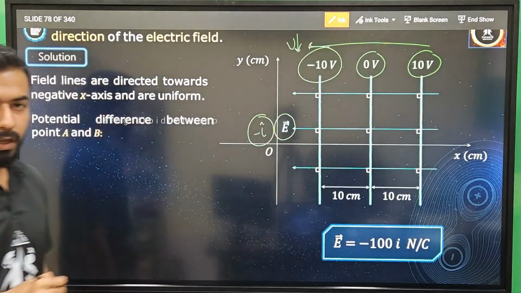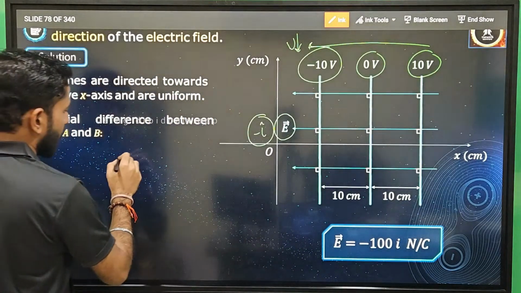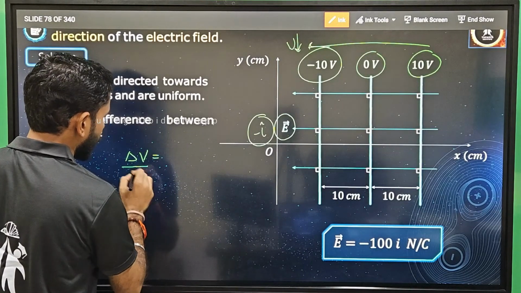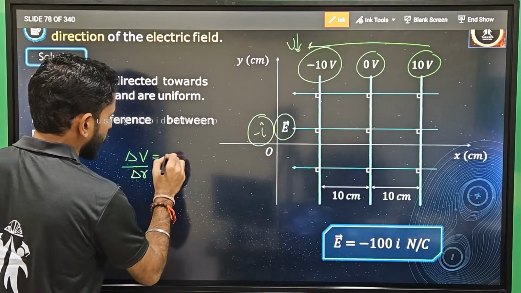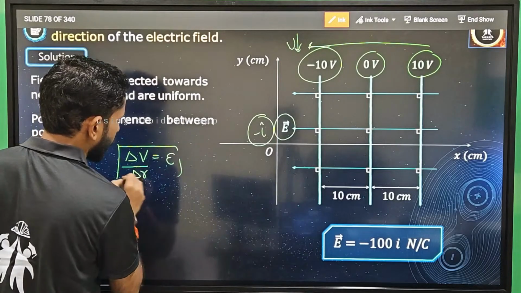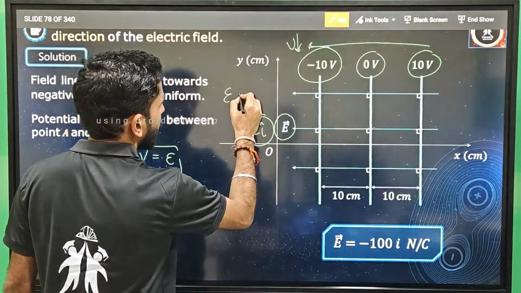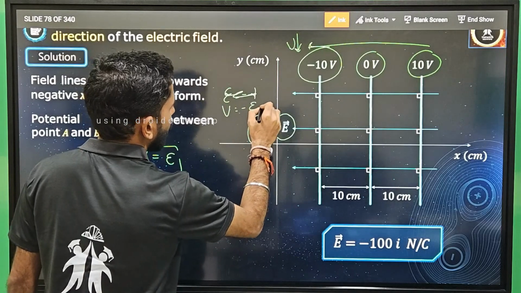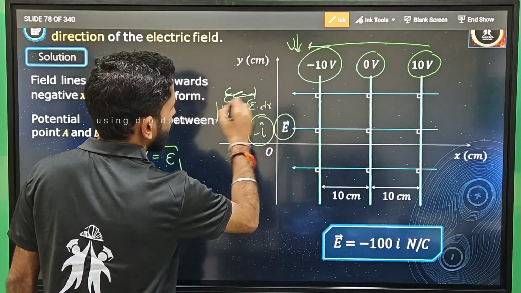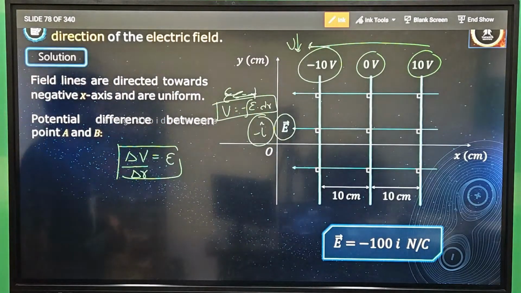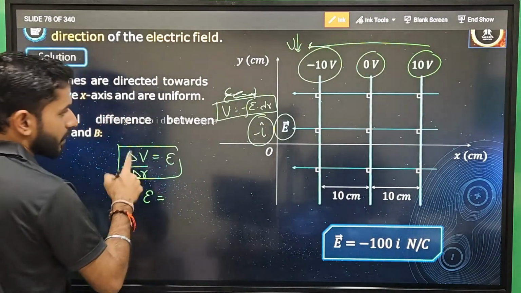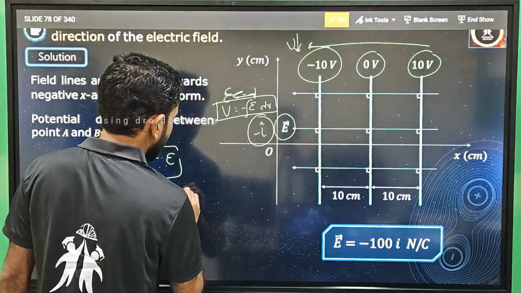Correct? Now second thing, how can I find the magnitude? Magnitude for electric field is delta V by delta r, because we know the relation that E is equal to minus dV by dr, that is V equals minus integral of E dot dr. So electric field I can write simply as dV by dr. What is the change in potential? Change in potential is 10.